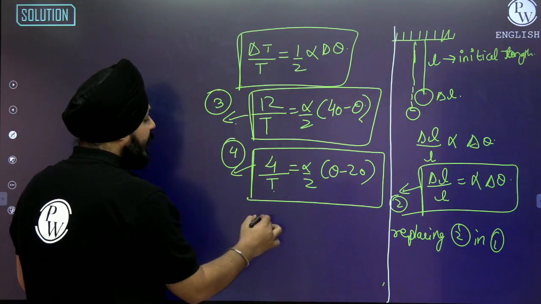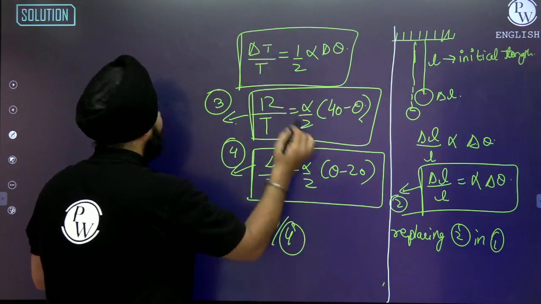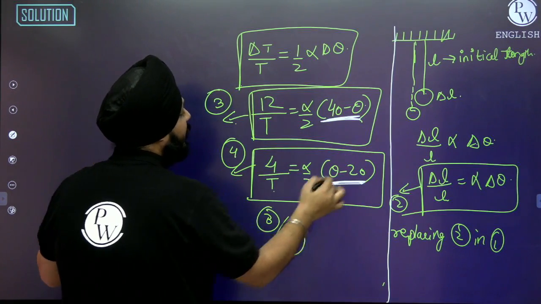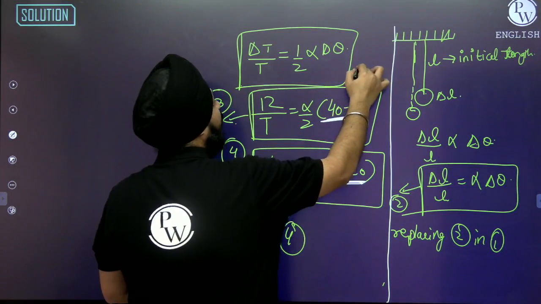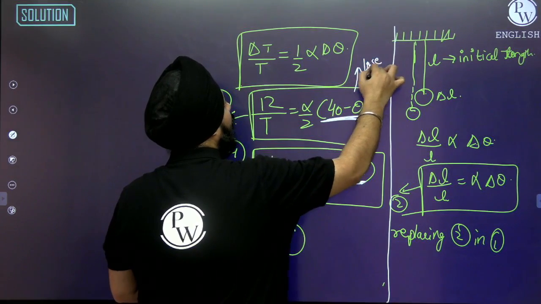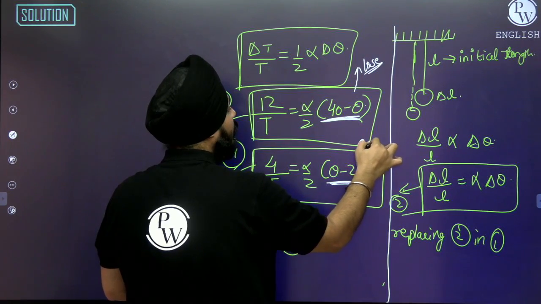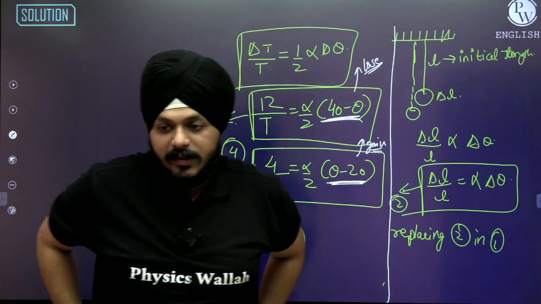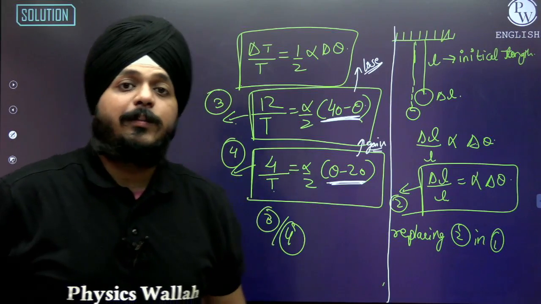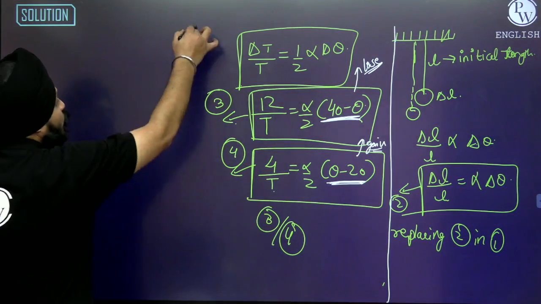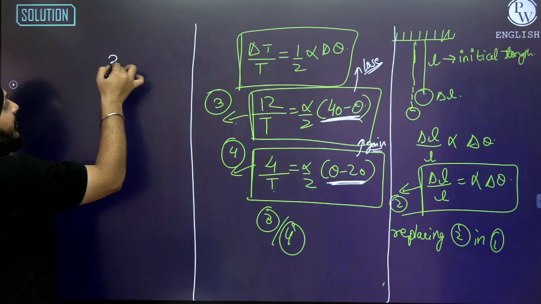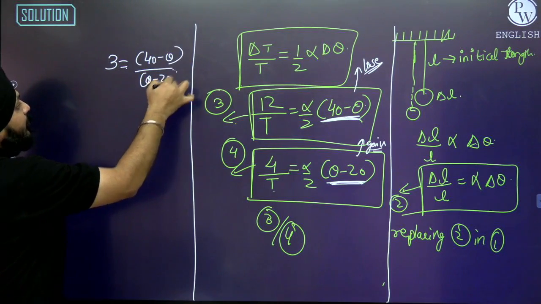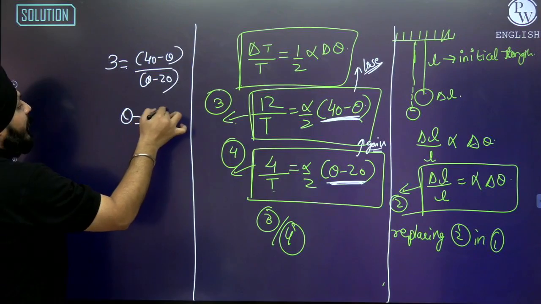Now, taking the ratio of 3 to 4. Here is one difference where students might get confused. We wrote 40 minus theta here and theta minus 20 there. The reason is that here we lose something and there we gain something, because of the temperature difference. One is above and one is below the room temperature. So solving this, we get 3 is equal to 40 minus theta whole divided by theta minus 20. Resolving this, we get theta is equal to 25 degrees centigrade.